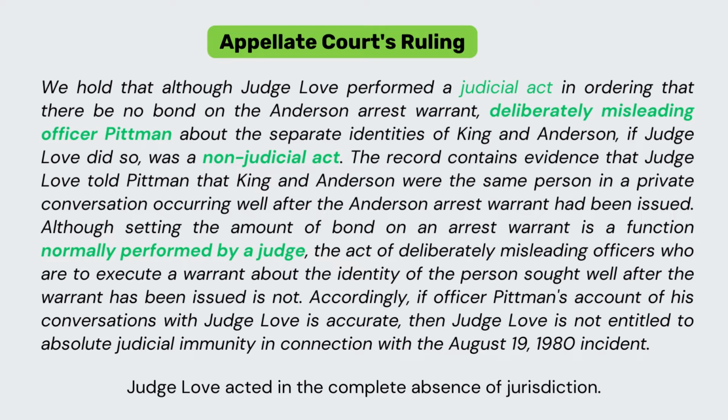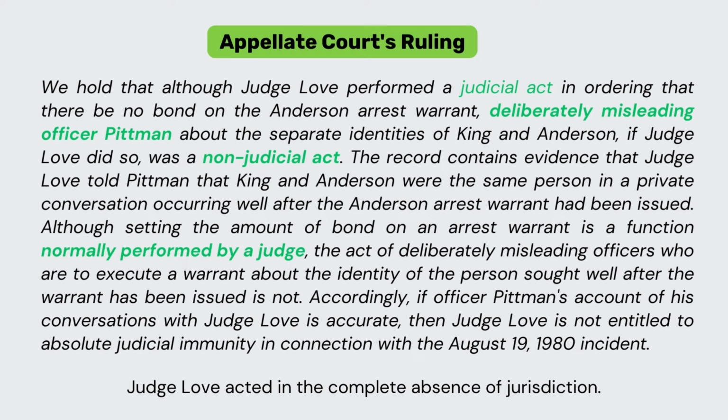We hold that although Judge Love performed a judicial act in ordering that there be no bond on the Anderson arrest warrant, he deliberately misled Officer Pittman about the separate identities of King and Anderson. If Judge Love did so, it was a non-judicial act. And remember, in order for a judge to have immunity, their conduct must be a judicial act.